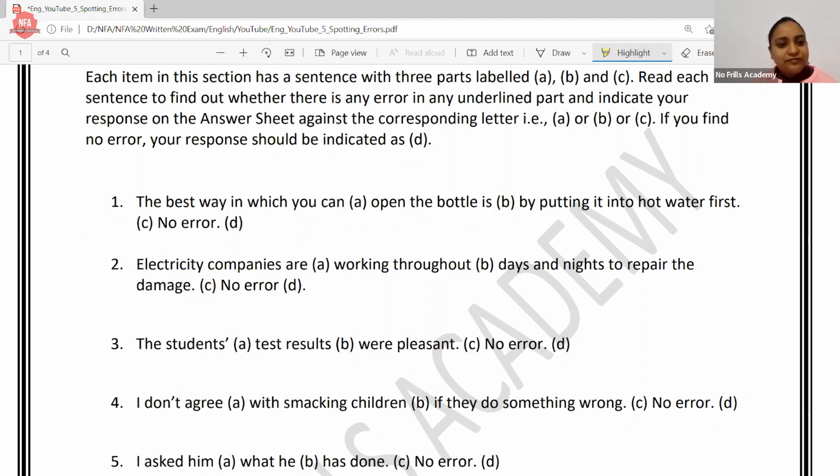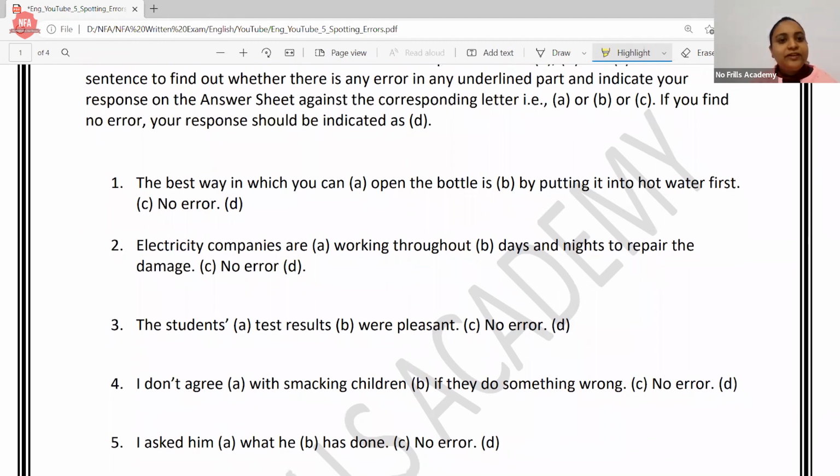Next. The electricity companies are working throughout days and nights to repair the damage. Electricity companies are, A; working throughout, B; days and nights to repair the damage, C; No error, D.